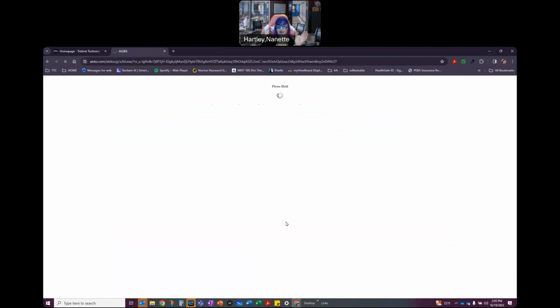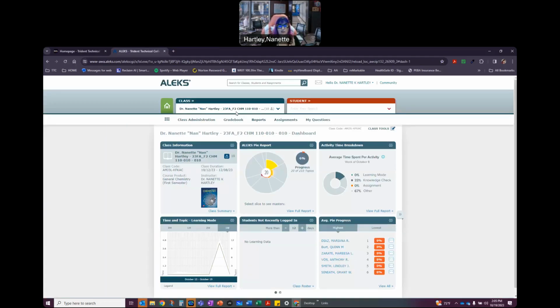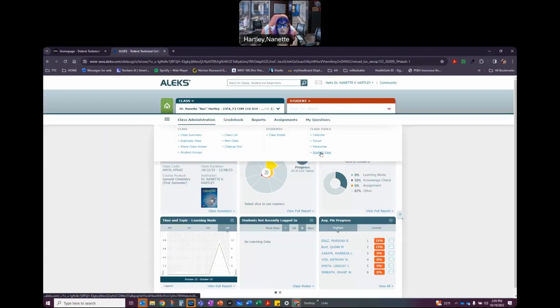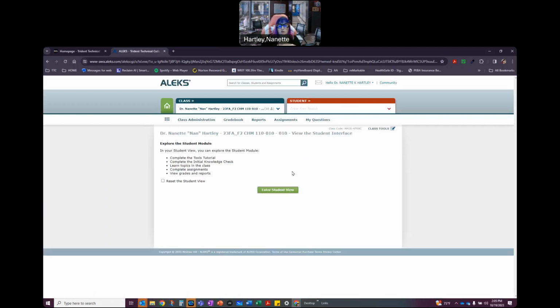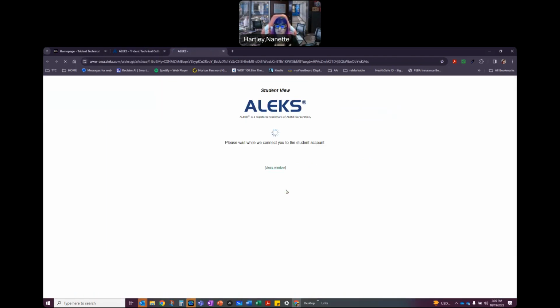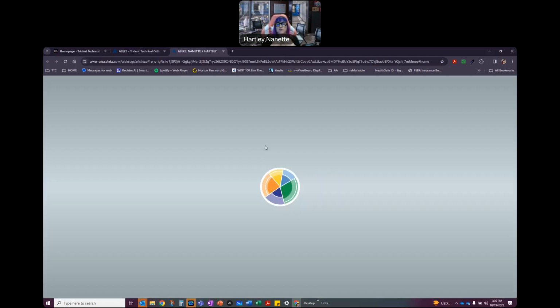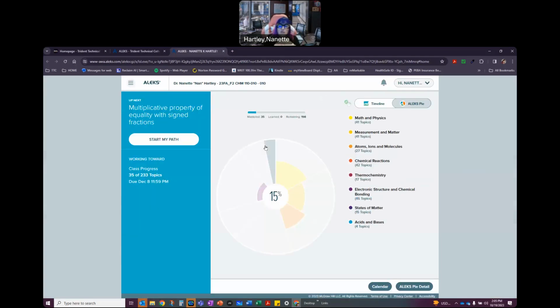So you should take that link to go into Alex. Now, when I come in here, I have a number of different things that I can see. I want to be in the student view to show you what you'll see. So in Alex, once you've done the introduction to the tooltips and you've taken the initial knowledge check, this is what you'll see.